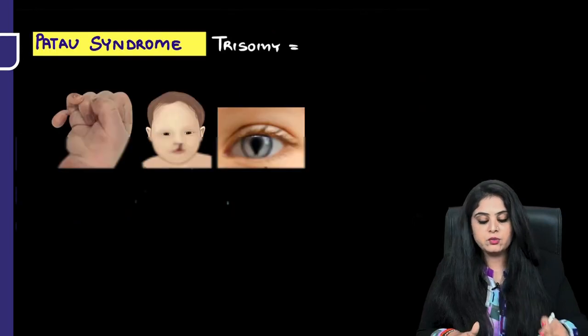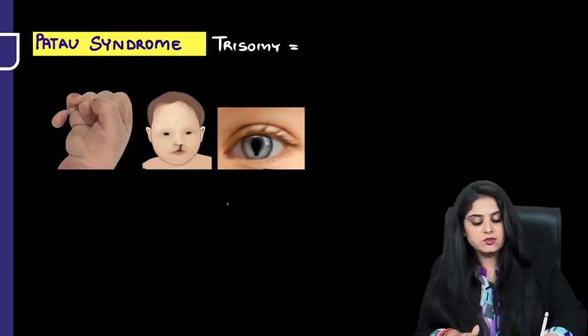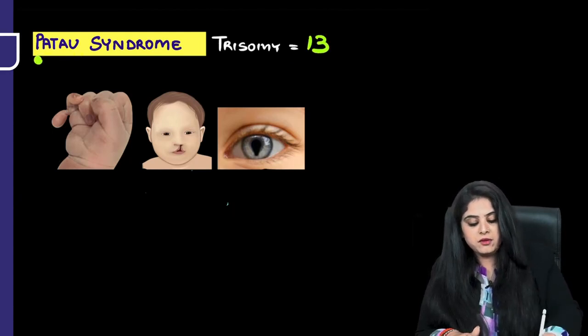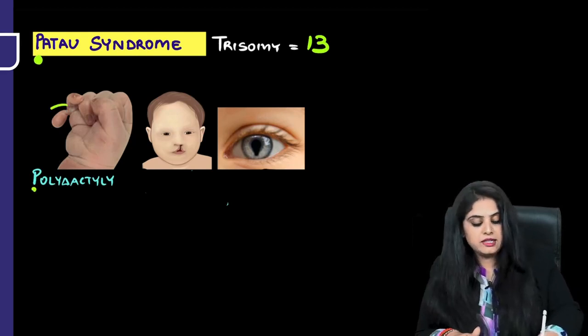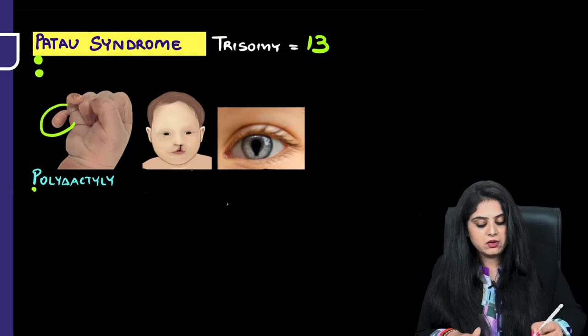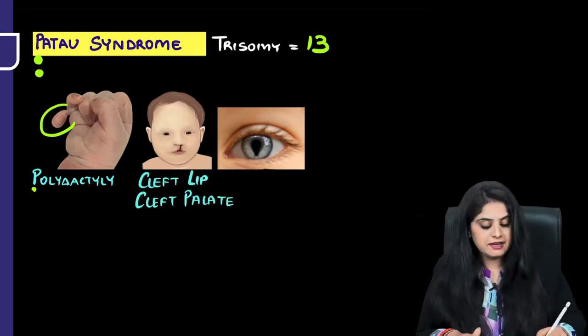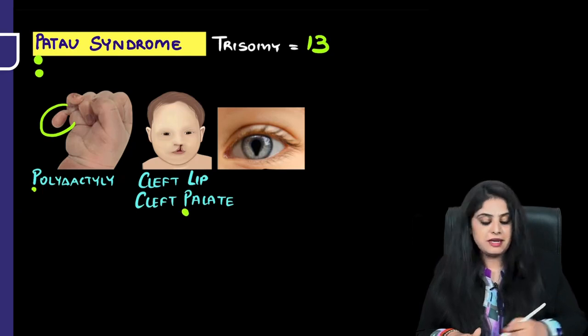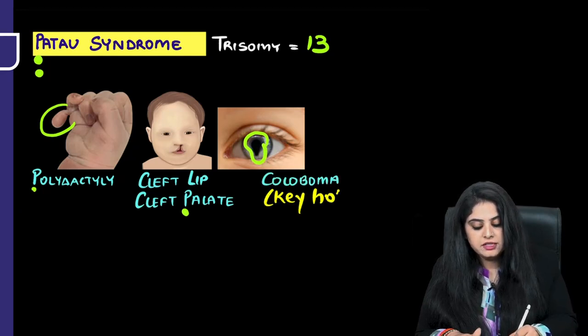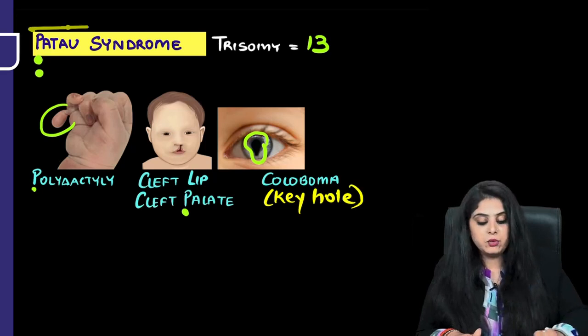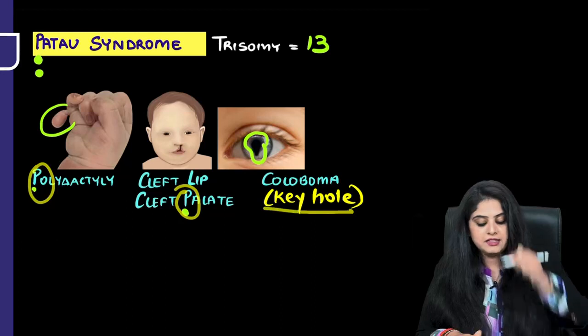But if I now show you the next one, Patau syndrome, guys, Patau's age 13. So that is trisomy 13. And of course, what do you see? P for Patau, P for polydactyly. You see an extra digit. Again, P for Patau, and P is also for cleft palate and cleft lip. And finally, you can see that the eyes have a keyhole deformity. Keyhole deformity in the eye is known as coloboma. So yes, that makes up the entire protocol for Patau syndrome. Repeating: P for polydactyly, P for palate, and this keyhole, that is coloboma.